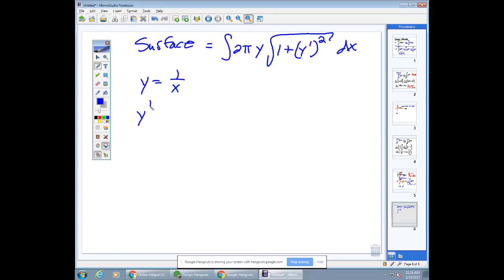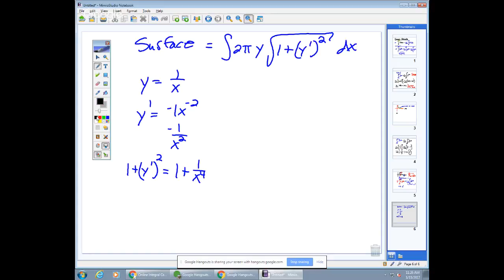Okay, there we go. So y prime is going to be negative 1 times x to the negative 2, or we can consider it negative 1 over x squared. Then we have to square that and add 1 to it. So 1 plus y prime squared isn't too hard here. It's just 1 plus 1 over x to the 4th. And I have to take the square root of that. I think we're ready to just write the integral now.